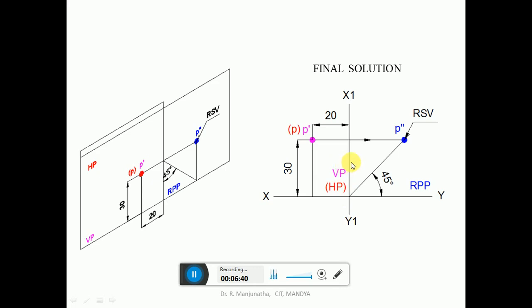First, the distance with respect to the profile plane is to be marked. So from the X1 Y1 line you measure the distance of 20 mm behind RPP, and from here you draw a vertical projector. It should be a thin line. Then the distance above HP is seen in the vertical plane. From the XY line you measure the distance of 30 mm and mark this point. Since the above HP distance is seen in the vertical plane, you mark that point as P dash, small p dash.